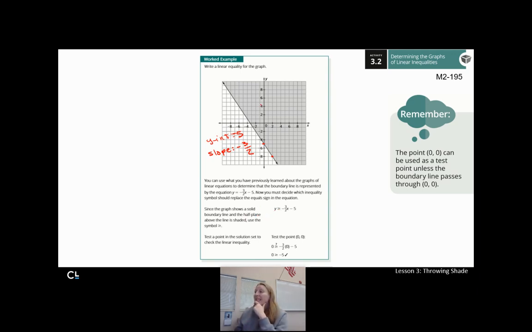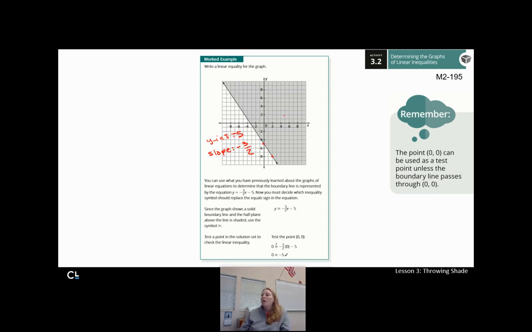And notice that the half plane that we shaded is above it. Do you see, if you were to pick a point, the shaded is above? So that means that y should be greater than or equal to -3/2 x minus 5. If it had picked a point on the line and it was shaded below, that would be a less than or equal to instead. And if you're unsure, you can always test it.